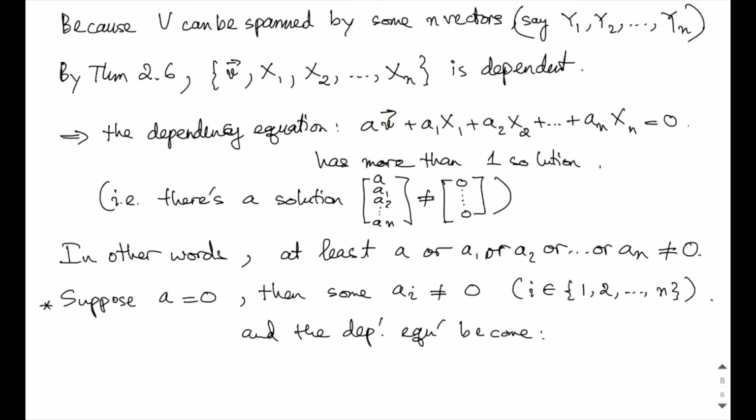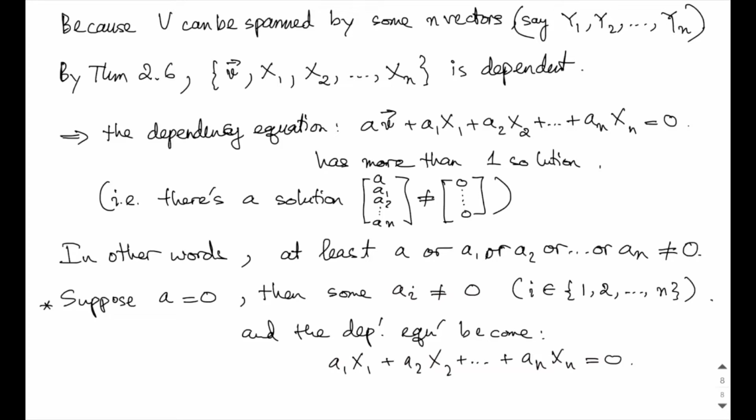So that is going to be 0 plus a1 x1 plus a2 x2 plus dot dot dot plus an xn equals 0. All right, because this is 0, I can erase it. And we end up having the dependency equation for x1, x2, and xn. Now note that these ai, with at least one of them non-zero, will then become the solution for this dependency equation of x1, x2, and xn.